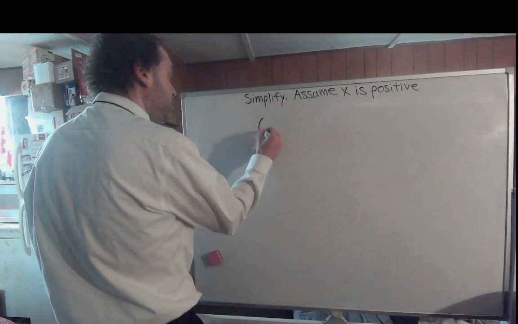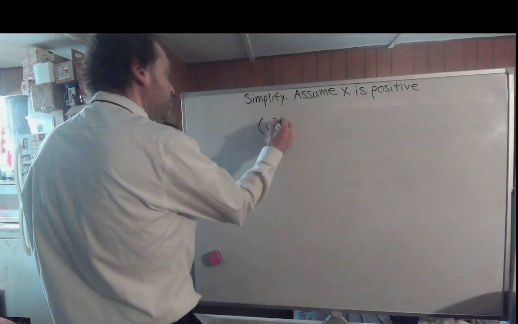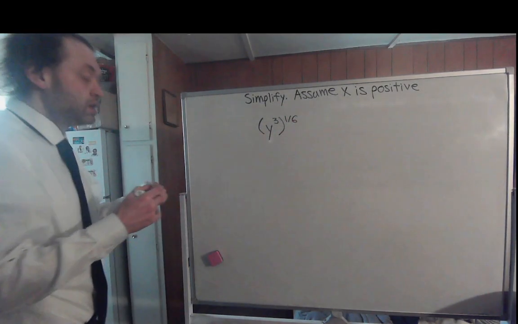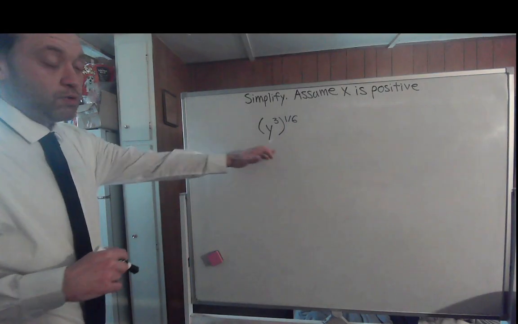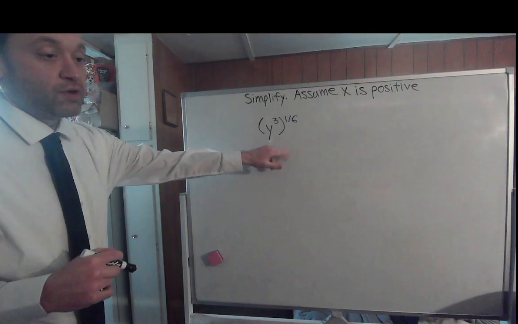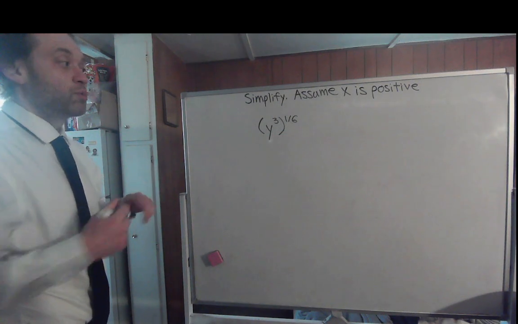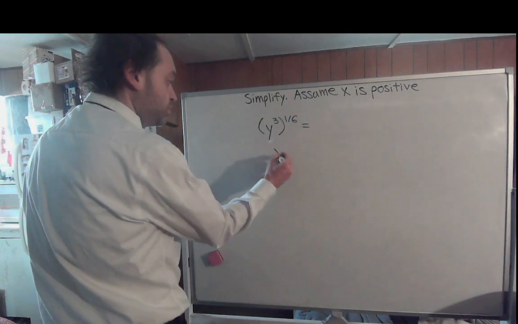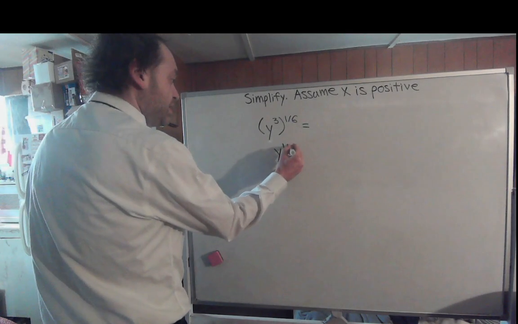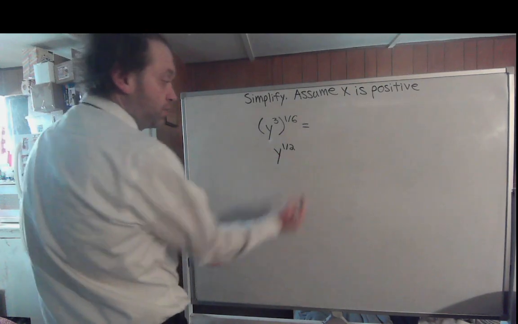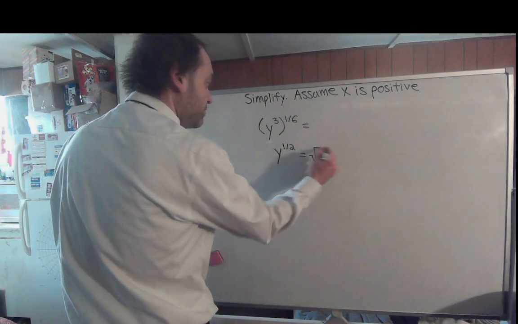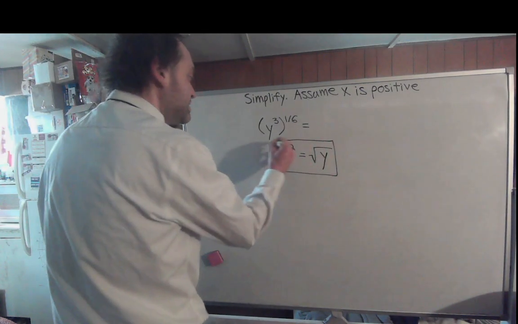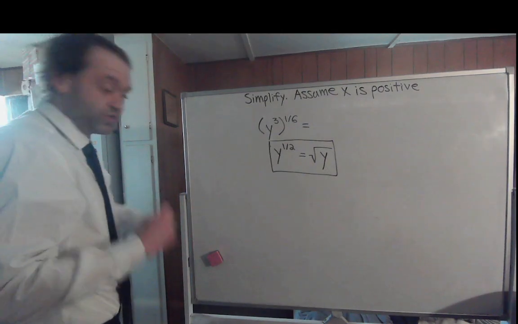Alright. We have the quantity of y to the third, that quantity to the 1/6 power. So we have a power to a power, y to the third raised to the 1/6 power. We're just going to multiply the exponents. Well, 3 times 1/6 is 1/2. You would get y to the 1/2 power, or simply the square root of y. That's exactly what you would get. Get y to the 1/2 power, or the square root of y.